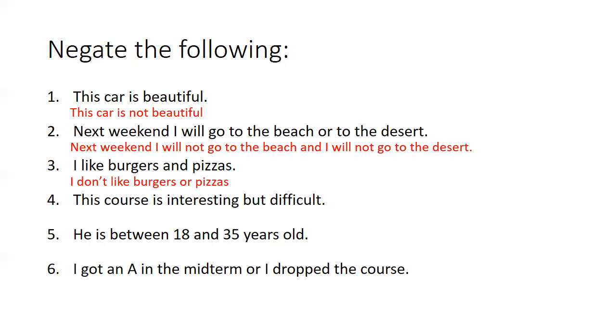Fine. Not: this course is interesting but difficult. Now the but, I'm sorry, the English there, you could replace the but with an and. You could have said this course is interesting and it's difficult. So if you knotted that, you would say this course is not interesting, or this course is not difficult, right?